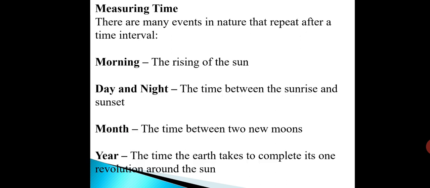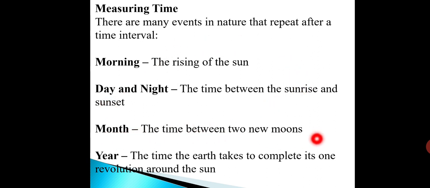Let's move further. Okay, we are talking that we measure the speed, we measure the distance, we measure the time also. There are many events in nature that repeat after a time interval, like morning, the rising of sun. How do you come to know that there is morning? When the sun rises. Day and night, the time between the sunrise and the sunset, that is day, right? And the night is again the time between the sunset and the sunrise, that is night.